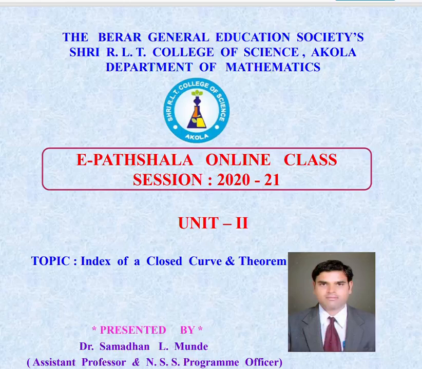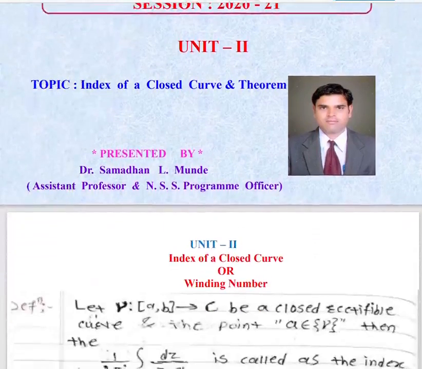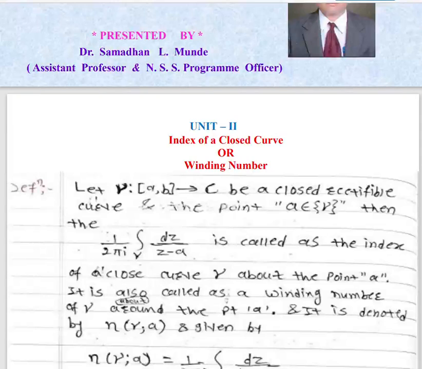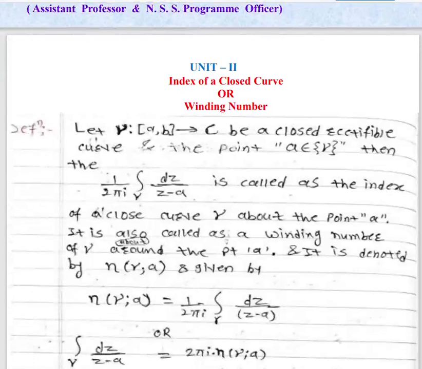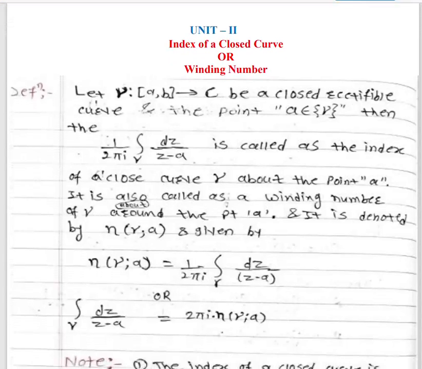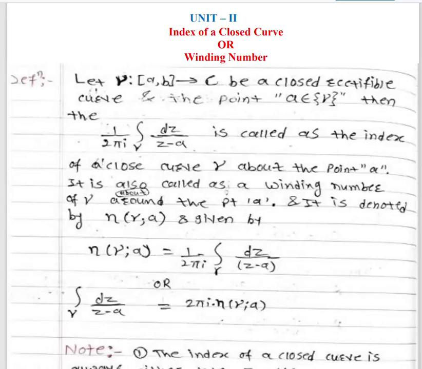Today we will see the index of a closed curve: its definition and some basic concepts. Then we will see the proposition, or we can say the theorem, on the index of a closed curve. First we will see the definition of the index of a closed curve. The index of a closed curve is also called a winding number. So what is the definition of the index of a closed curve?